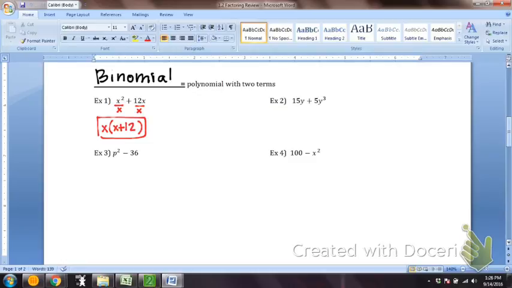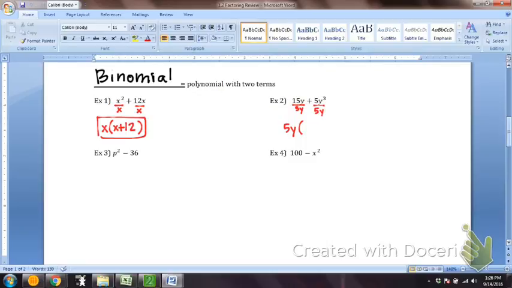Let's look at example 2. What do they have in common on example 2? They have a y, a 5, and a 1, right? So you have to look at the numbers too. So that means I'm dividing this by 5y, and I'm dividing this by 5y. But if I divide by it, where does it go? To the front.